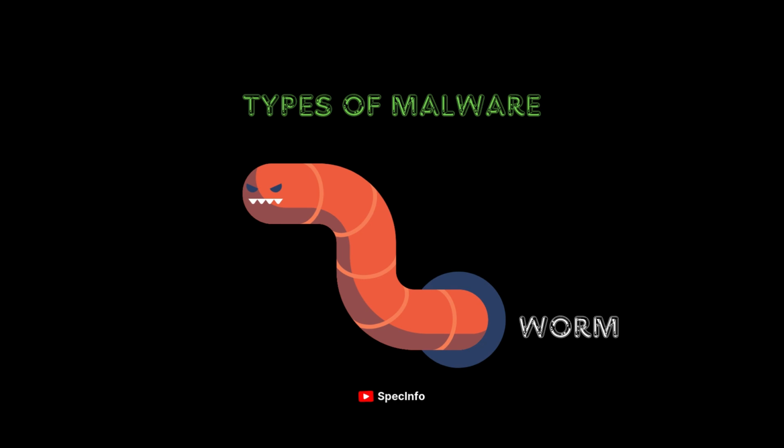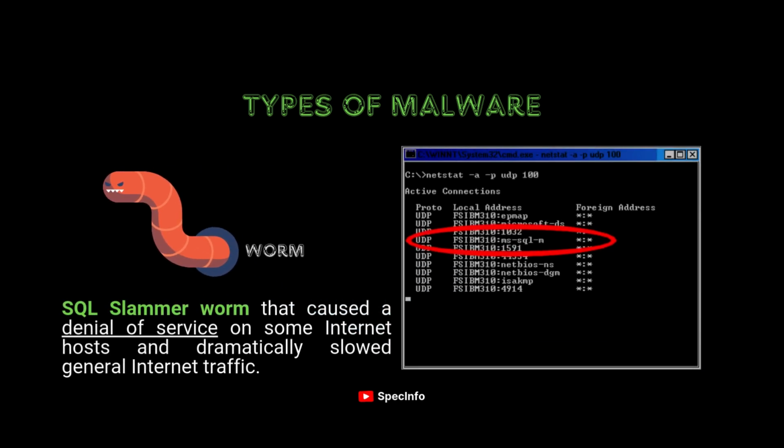Second, worms. Worms are similar to viruses, but they can spread across networks without any help from the user. That is, when the user doesn't even click on it or execute it, the worm still spreads. The SQL Slammer worm is a perfect example. This worm exploited a vulnerability in Microsoft SQL servers, causing widespread outages across the internet in 2003.